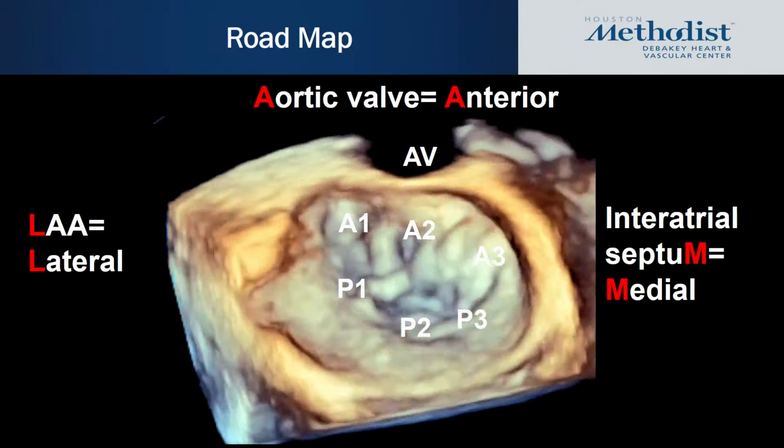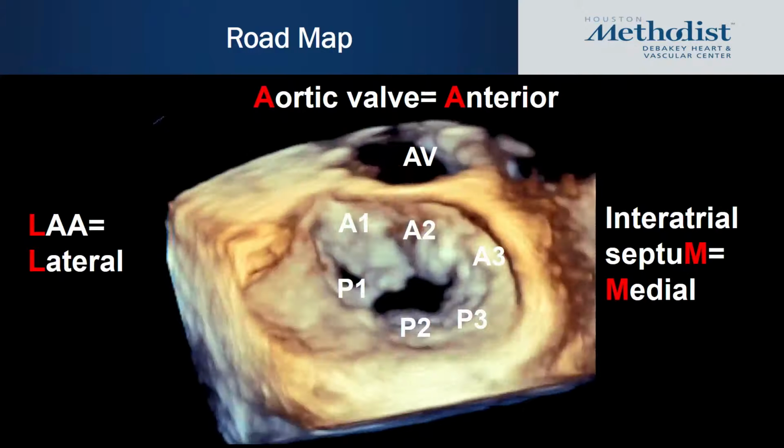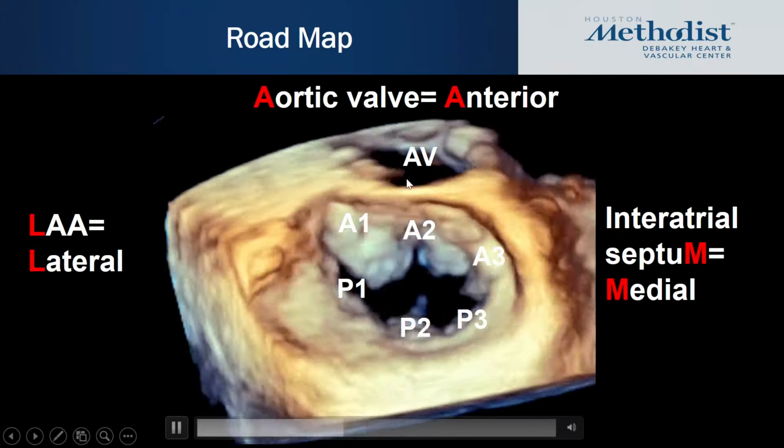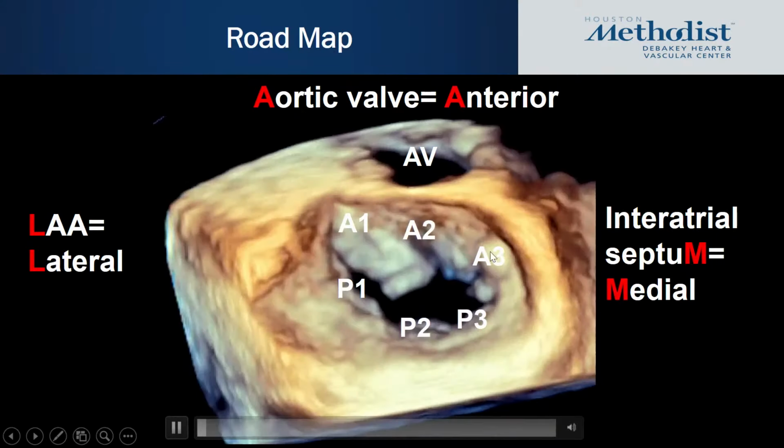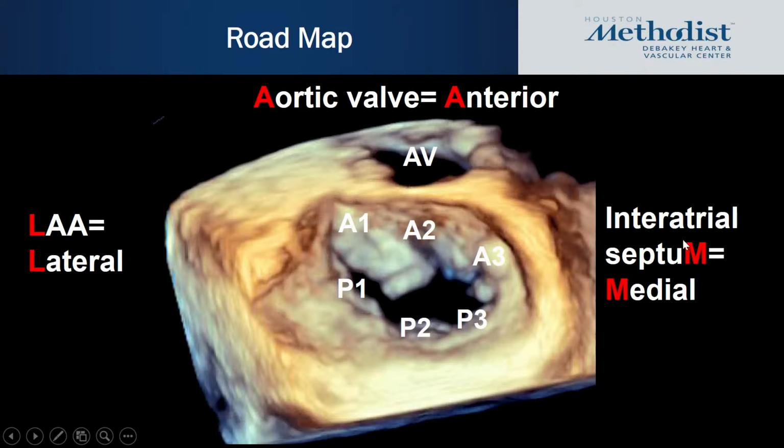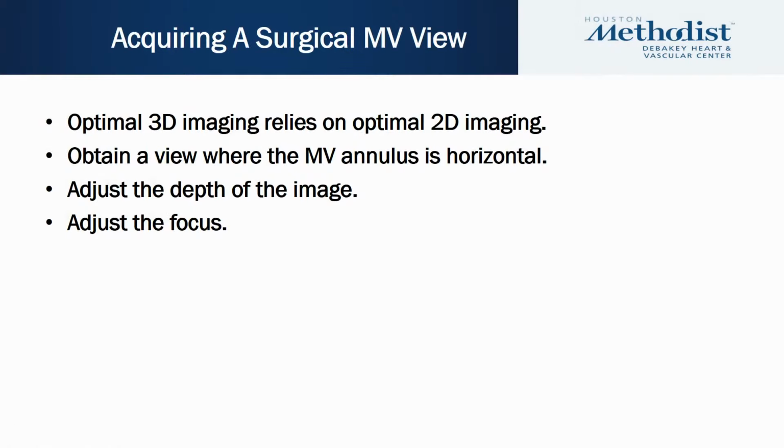This is a surgical view or an en-face view of the mitral valve, where the aortic valve borders the anterior aspect of the mitral valve, so this is your anterior leaflet. The left atrial appendage borders the lateral aspect of the valve, so you have the A1 and the P1 as the lateral scallops, while the interatrial septum marks the medial aspect of the valve, and closest would be your medial scallops, A3 and P3. But how do you get this surgical 3D view?